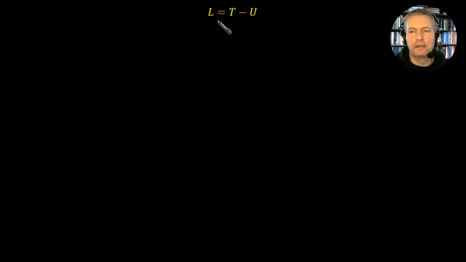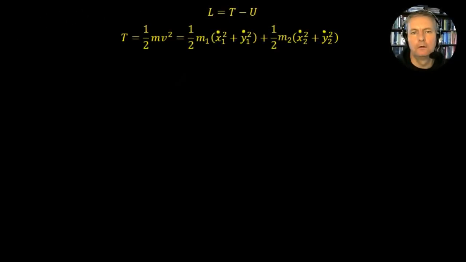So let's go ahead and we'll find out the kinetic energy, and then we'll find out the potential energy of the double pendulum, and then we'll work out what the Lagrangian is. So let's get to that now. So let's start off with the kinetic energy T.